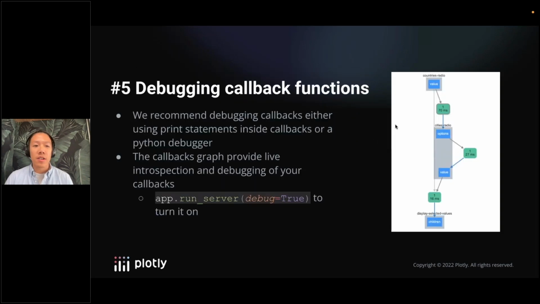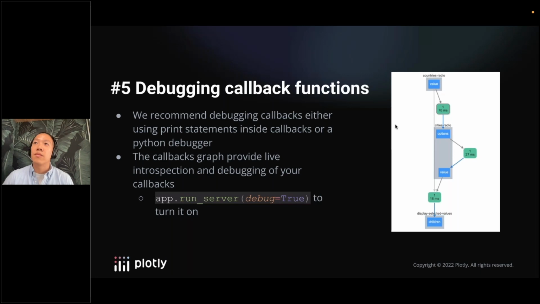All right, our next tip is on debugging. I know this isn't most people's favorite part of development, but it's inevitable. Nobody writes perfect code 100% of the time, right? So when you eventually run into callback errors in your Dash app, we recommend a variety of solutions. Using print statements within your callback is the simplest way to gain insight and introspection into your code.